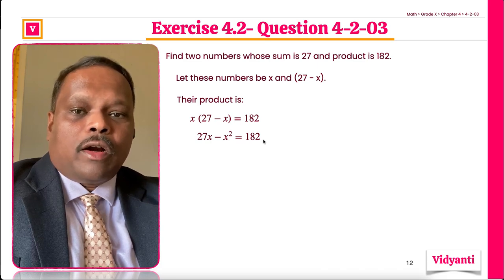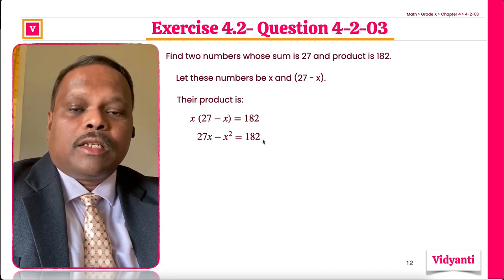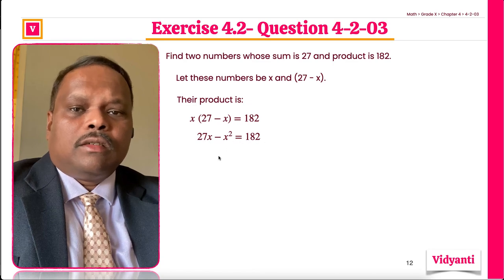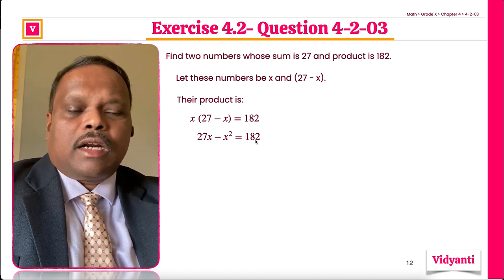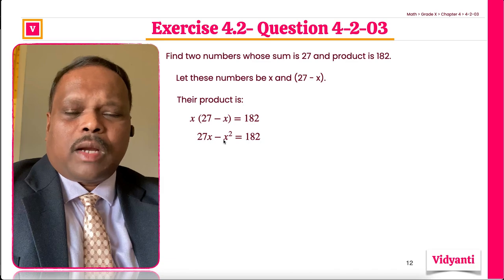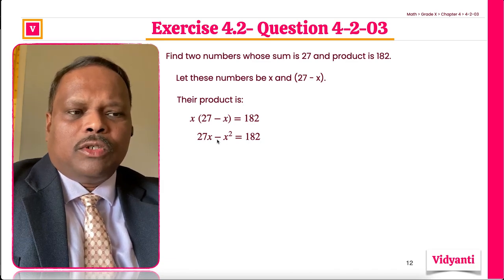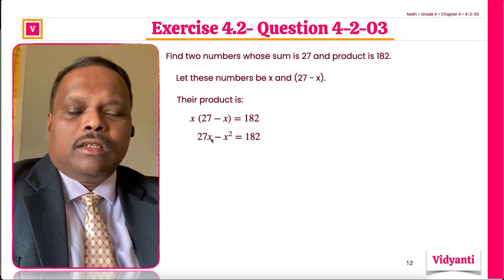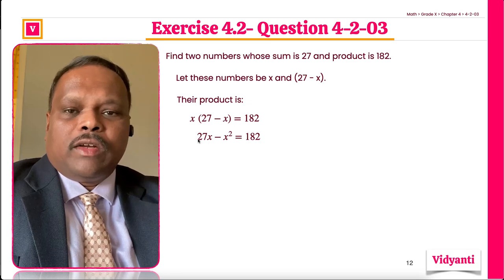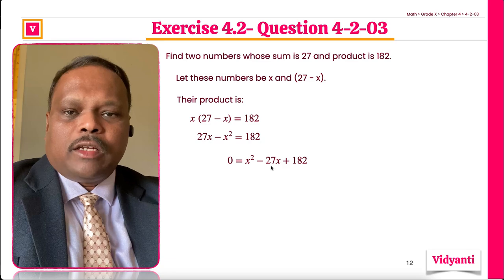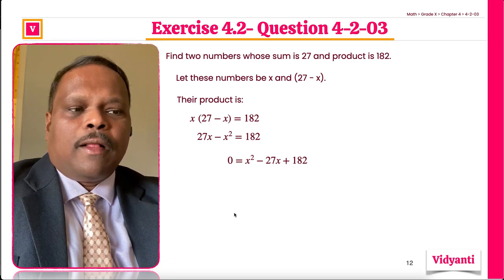Now remember, we want a quadratic equation, which is like ax square plus bx plus c equal to 0. That means we want 0 on one side of that equation. Everything should be taken on one side. Now, I can transfer this 182 here, but since it is minus x square and I don't prefer a negative x square term, I am going to transfer everything on that side, leaving the left side equal to 0. So minus x square goes to the other side, becomes positive x square. 27x goes to the other side, becomes negative 27x. So that will be x square minus 27x plus 182 equal to 0.